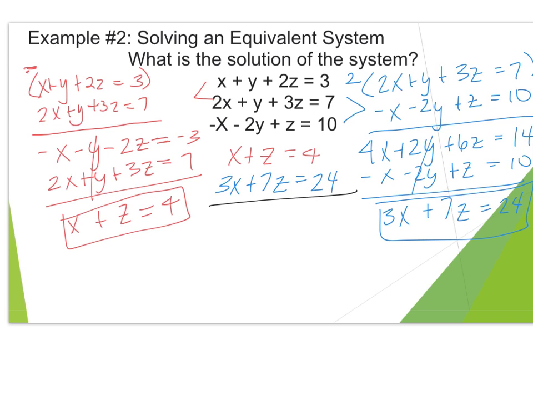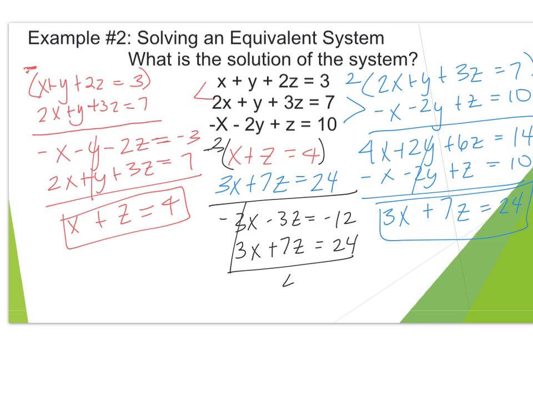Again, I have to choose what I want to eliminate. So I'm going to choose to eliminate the x's by making the top one a negative 3. So here we go, negative 3x minus 3z equals negative 12. And the second one is 3x plus 7z equal to 24. X's are gone. I'm left with 4z equal to 12. So that means that z is going to equal 3.